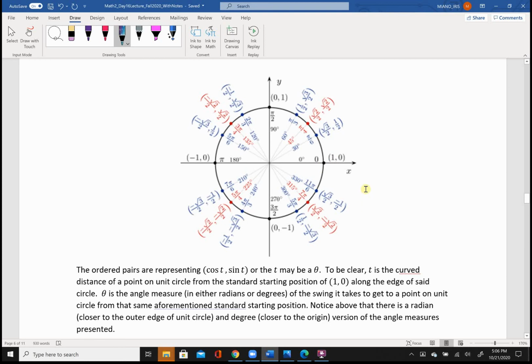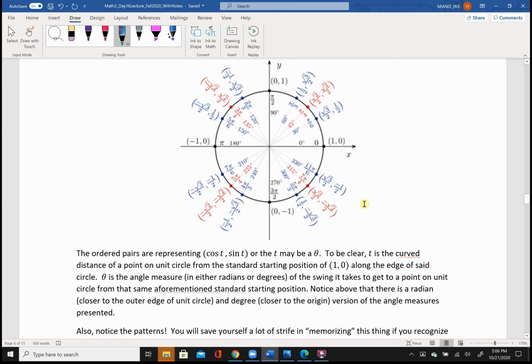Now, also, t later on gets replaced with theta, which could be represented by either the radian version of the measure or the degree version of the measure of the angle that's formed, given the position on the unit circle associated with the terminal side of the angle formed.